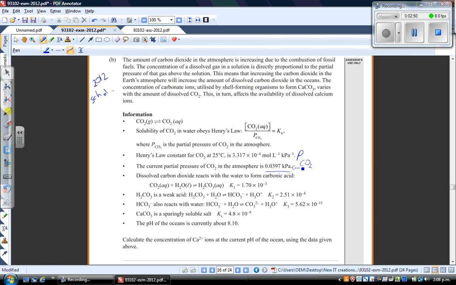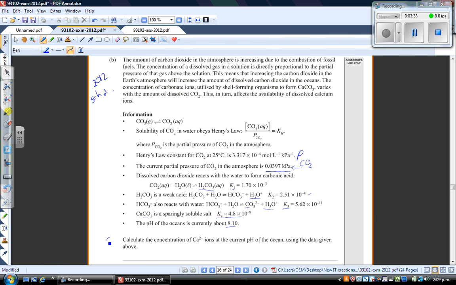Dissolved carbon dioxide reacts with the water to form carbonic acid, and you're given an equilibrium constant for that equilibrium. Then the carbonic acid, which is a weak acid, further reacts with water to form hydronium ions, and the equilibrium constant for that is given as K2. And then the hydrogen carbonate also reacts with water to form carbonate ions and more hydronium ions. And then you're given the equilibrium constant for that. And then the carbonate will react with calcium in the water to form calcium carbonate, which is a sparingly soluble salt, and you're given the Ks expression for that sparingly soluble salt. And then you're also given the pH of the ocean being 8.0.